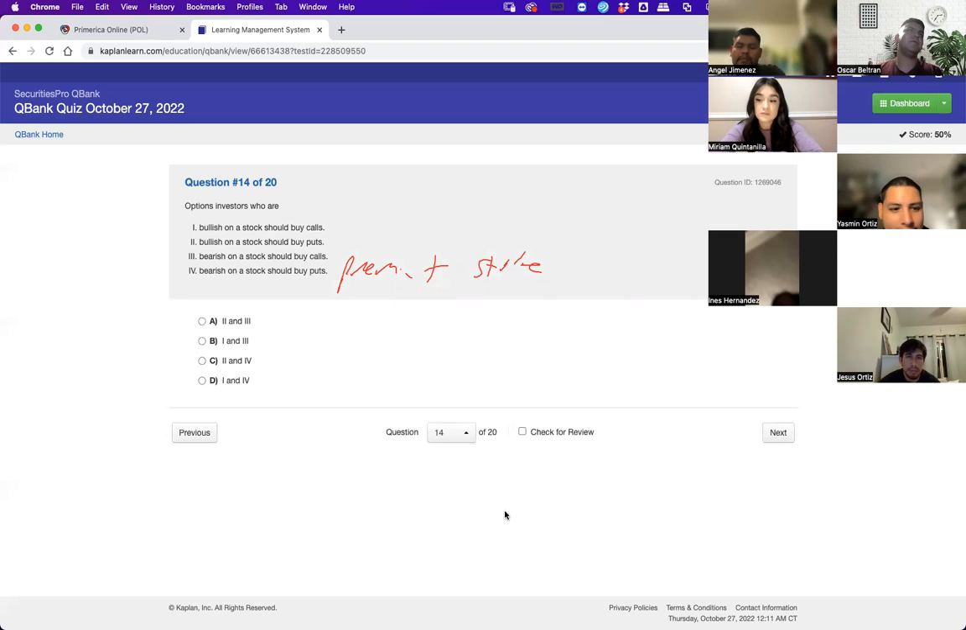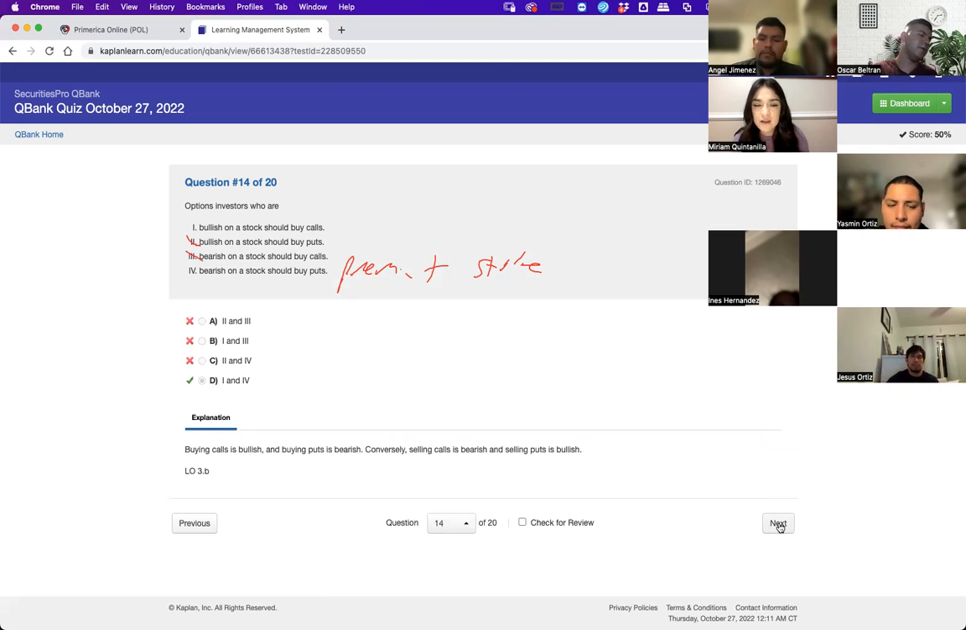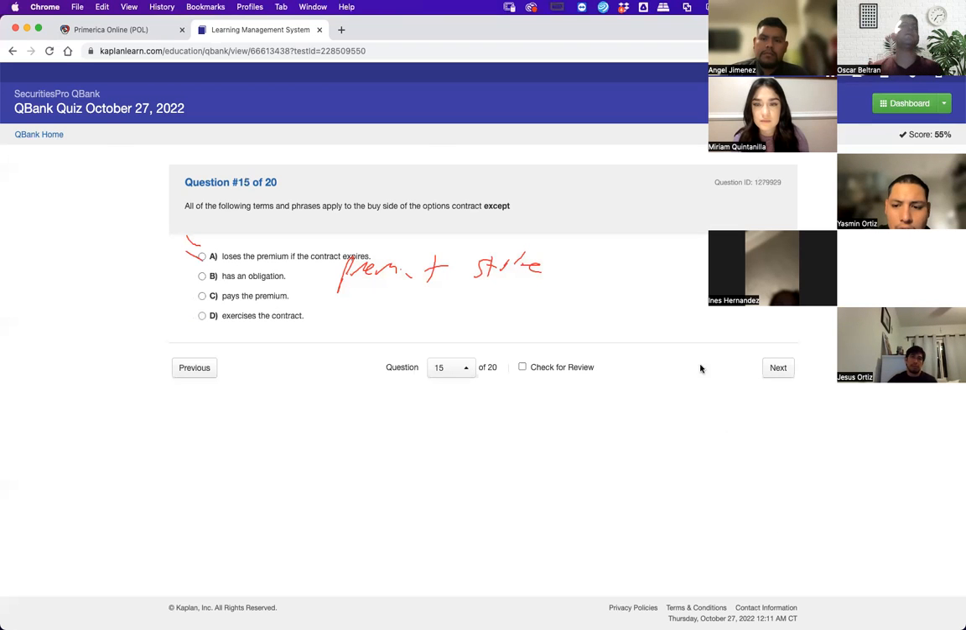All right. Options investors who are bullish on a stock should buy calls. That sounds right. If you're bullish on a stock, you should buy puts. That sounds wrong, right? So now we're going to cross out 2. Bearish on a stock should buy calls. That's wrong. So now it looks like it's between 1 and 4. So there it is, D. Remember, process of elimination is your best friend for the exam.